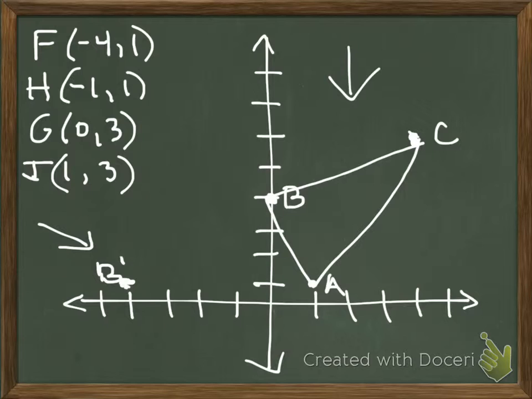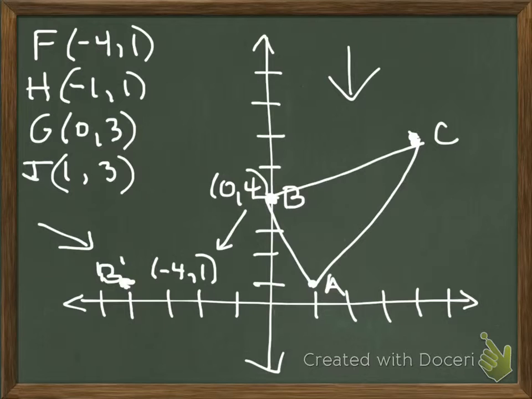So you moved the B from its original position, which was at 0, 4, to be at negative 4, 1. If we look at the difference between these ordered pairs, you have 0 to negative 4, which means it went to the left 4, and 4 to 1, which means it went down 3.